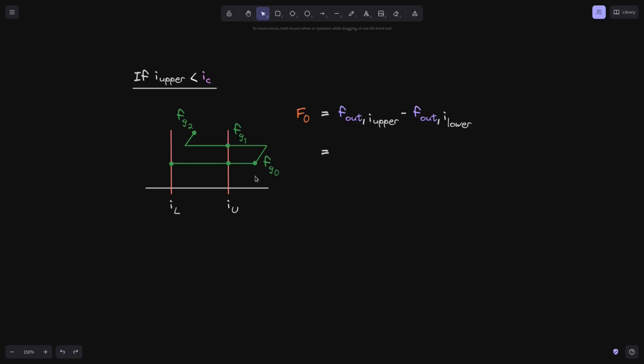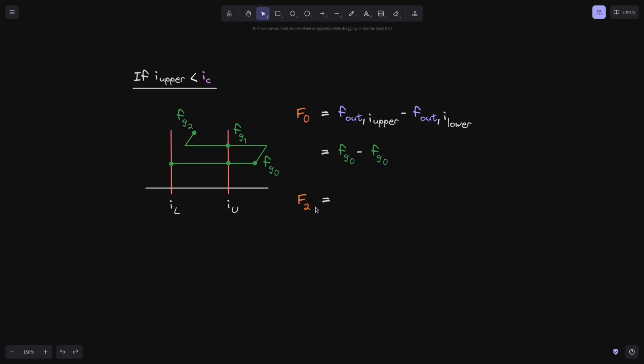Well, when we initialize this position, we note that the current tick is above both I_L and I_U. So this means that we'll need to initialize f out of I lower to be the fee growth, fg0, and likewise, we'll need to initialize f out of I upper to be the fee growth, fg0. So f out of I upper will be equal to fg0, and likewise, f out of I lower will be equal to fg0. So f0 will be equal to 0.